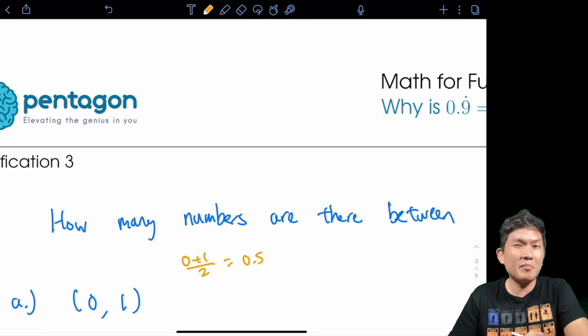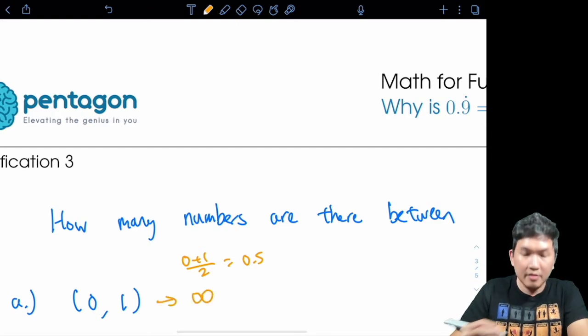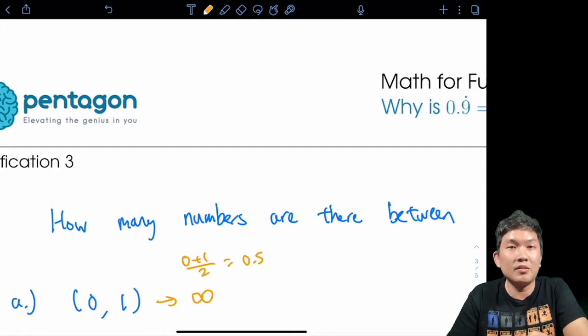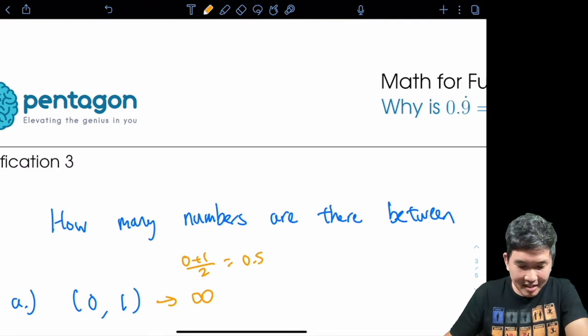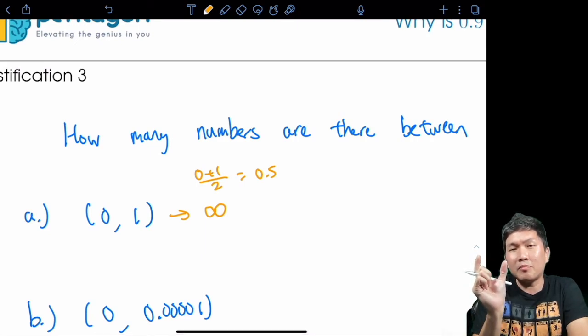But does it mean there are 9 numbers? Well, there could be 0.01, 0.02, 0.03, 0.001. So this goes on forever. It turns out there are infinite numbers between 0 and 1. Okay, there are infinite numbers between 0 and 1. Next, let's look at maybe a smaller space. Maybe 0 and 1 is quite a large space. There are a lot of numbers in between.